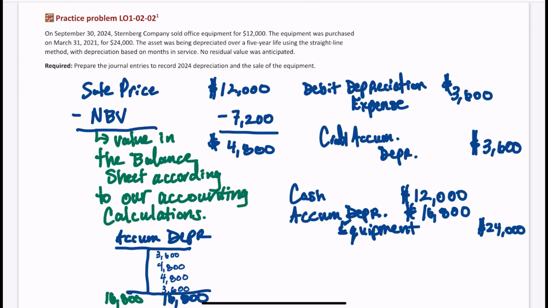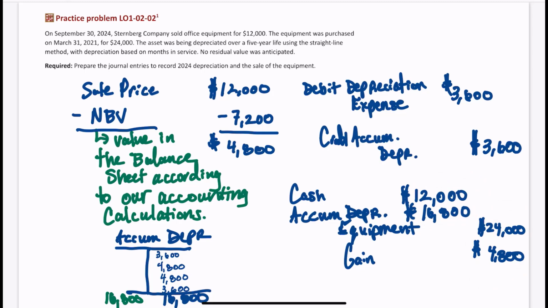And finally, we can record our gain. Gains increase equity. To increase equity, you do a credit. And so we're going to say our gain is $4,800. And so if we add these up on the credit side, we have $28,800 of credits. On the debit side, we have $28,800 of debits. So our entry balances, we've taken care of the mission that we set out to accomplish.